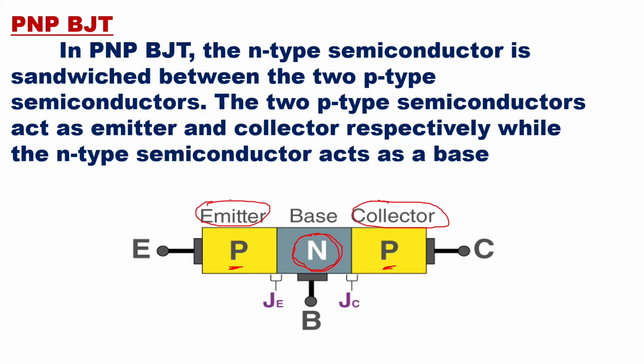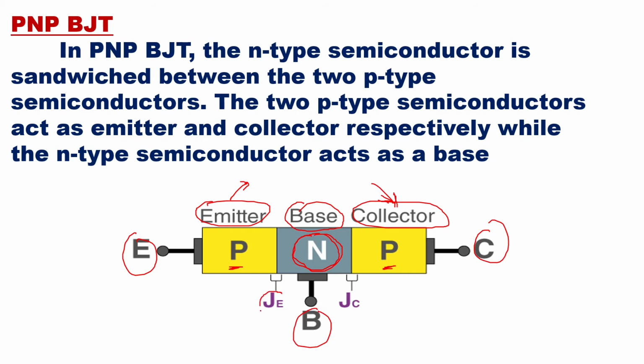This is going to emit the charge carriers. This is going to collect the charge carriers. That you will understand once we go to the semiconductor theory. And then in between you are having your N-type of semiconductor which acts as a base. Okay, so this is your emitter terminal, this is your collector terminal, this is your base terminal.